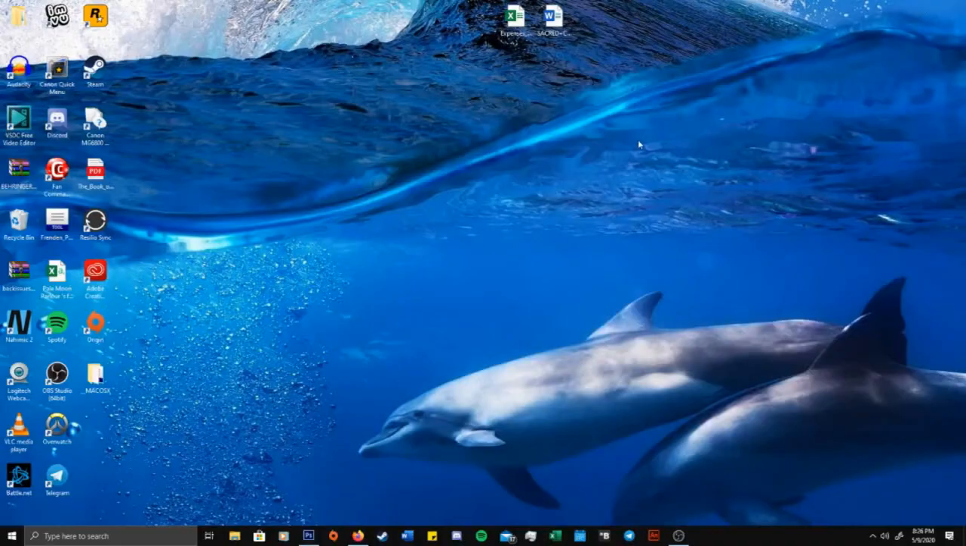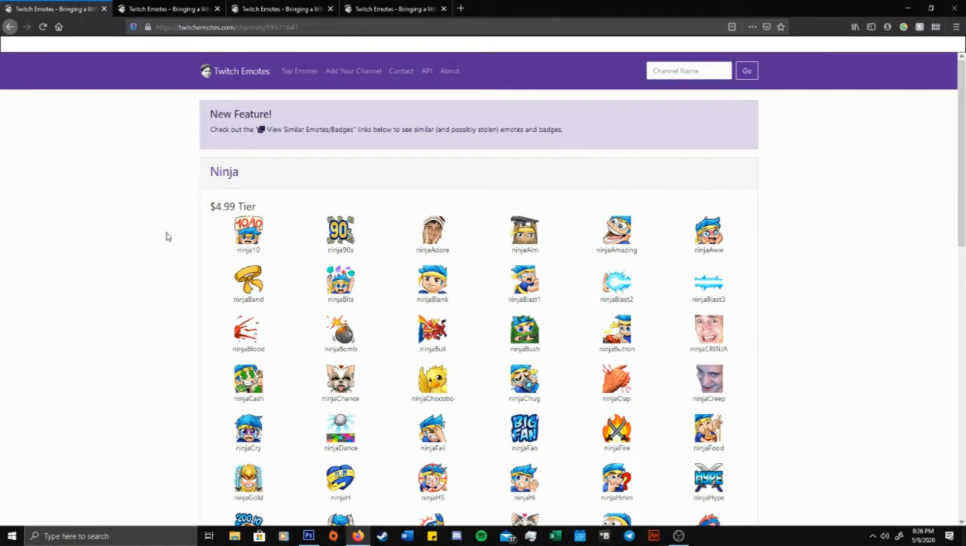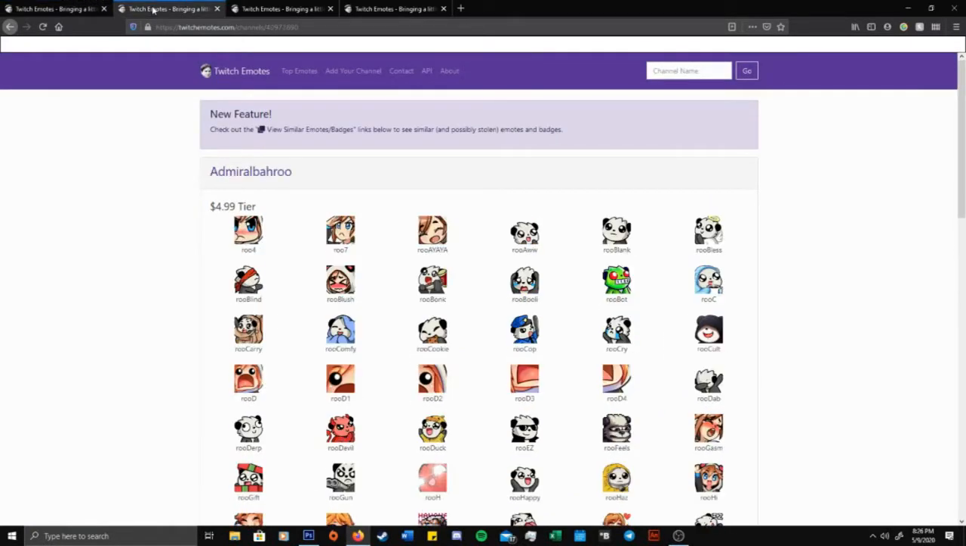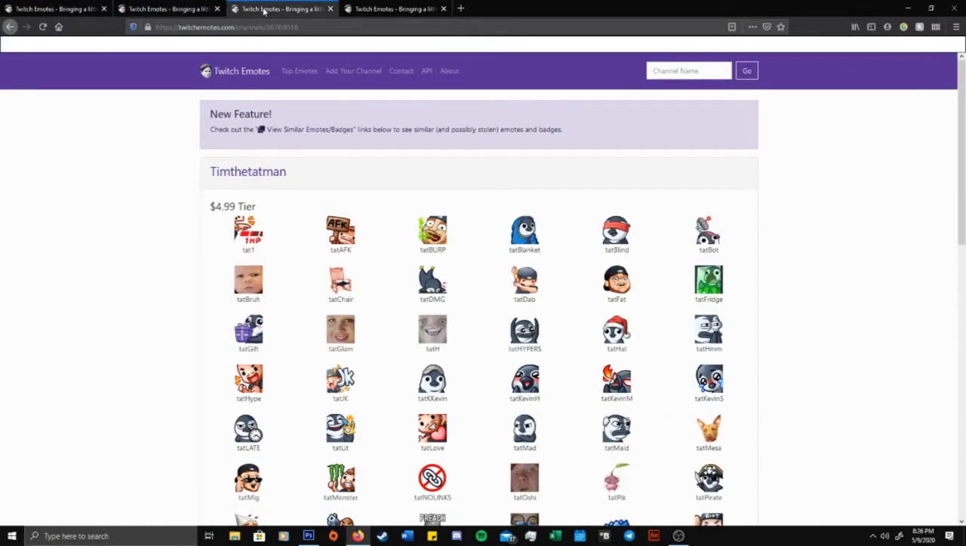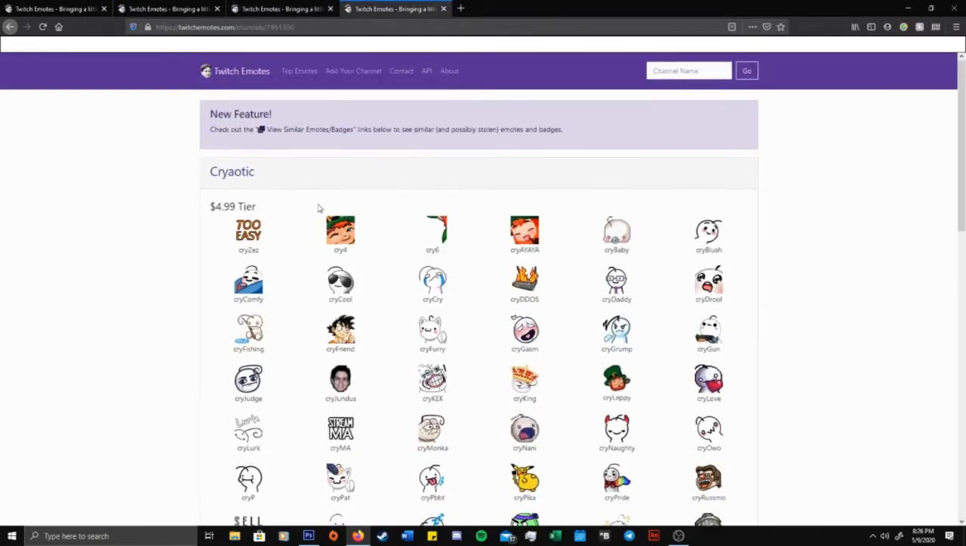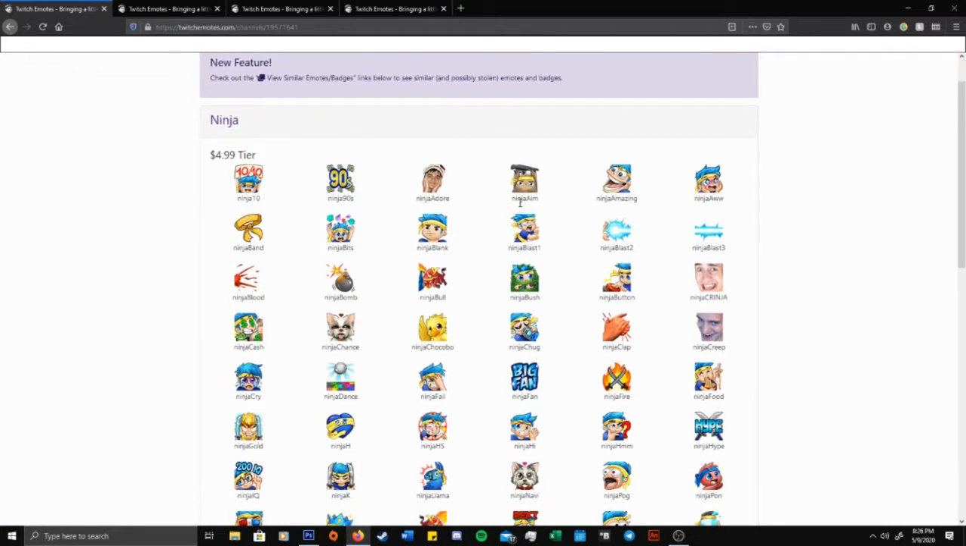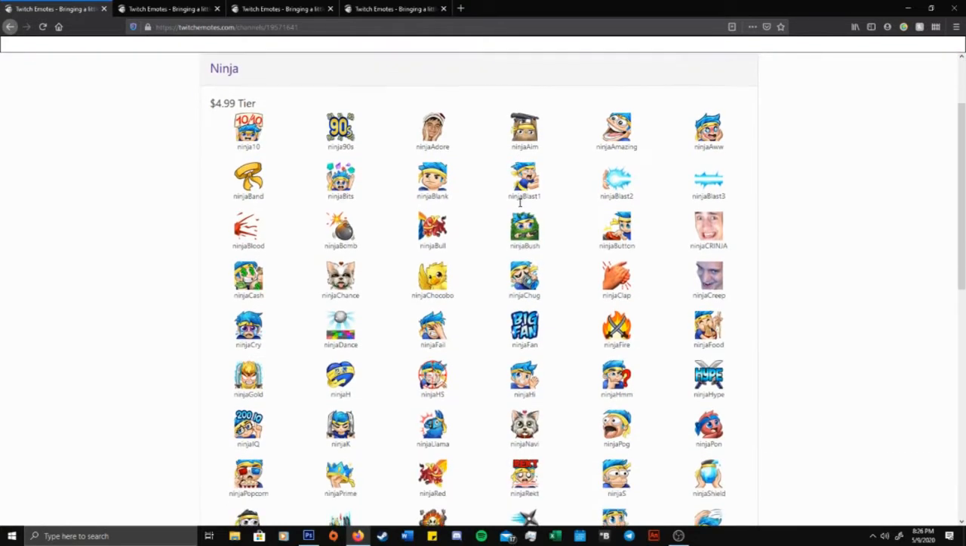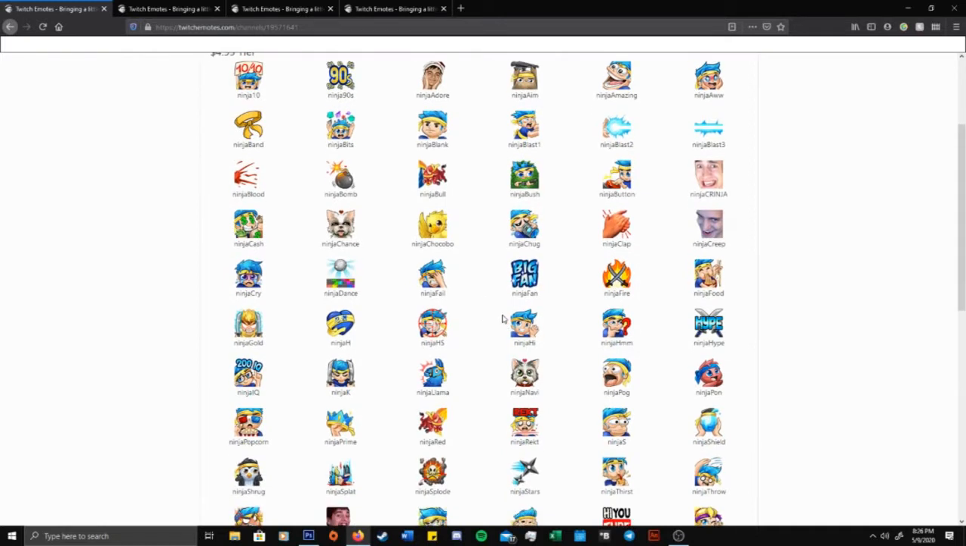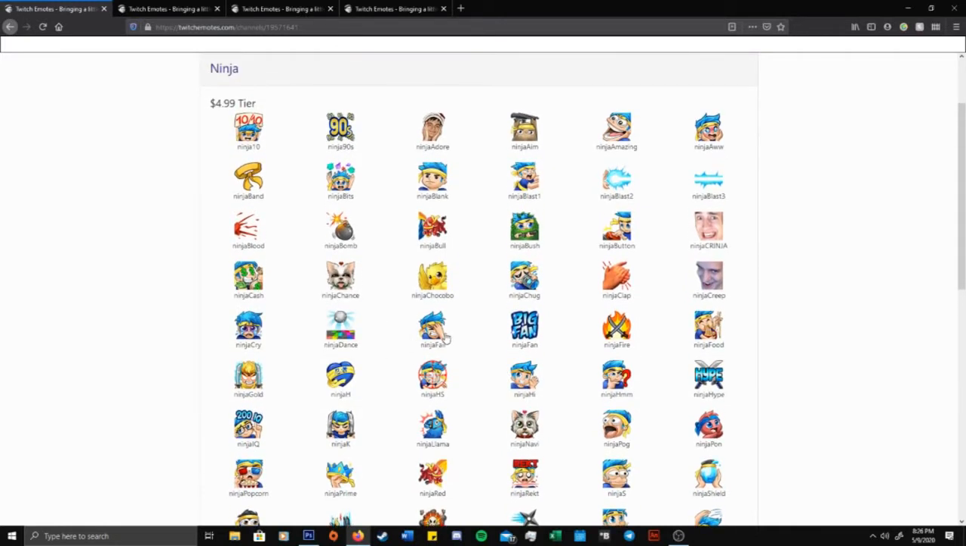And yeah, so let's go to some examples. So we got Ninja, we have Admiral Baru, we have Tim the Tatman, and we have Cryaotic, just as a couple of big time streamers that most, but probably not all people know about. And just to kind of show you visually what I mean. So like, you have a fail emote right here. You have a cute little like, oh, you could use this emote for hi. This emote, I don't think it's meant to be, it's called Ninja Amazing. I don't think it's meant to be a laughing emote, but you could definitely use it as a laughing emote.